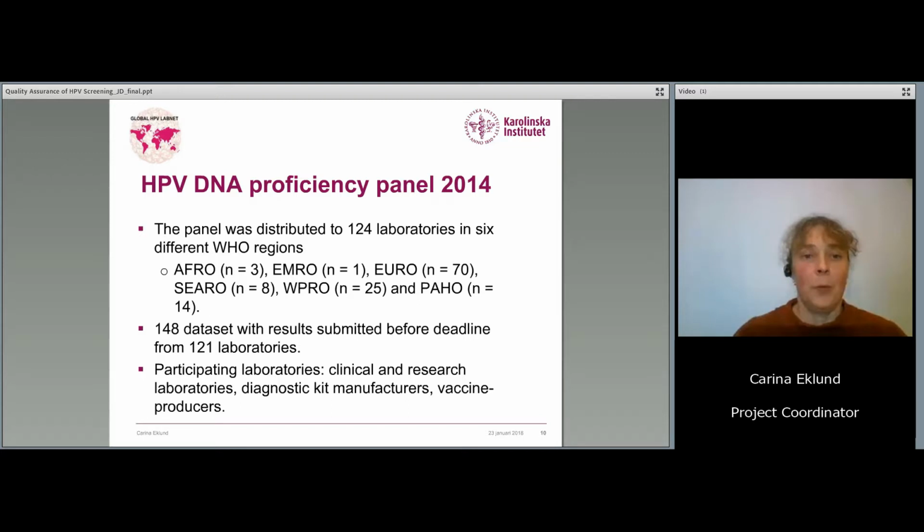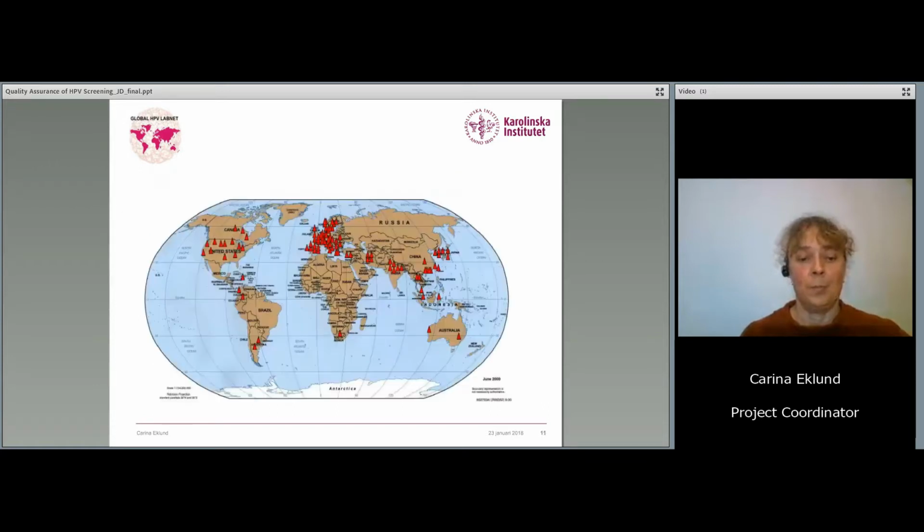In 2014, the HPV panel was distributed to 24 laboratories in 6 different WHO regions. We did receive 148 datasets back with results from 121 laboratories. And laboratories that participate in testing these proficiency panels are both clinical and research laboratories, kit manufacturers, and vaccine producers.